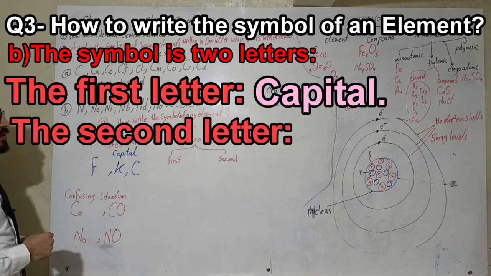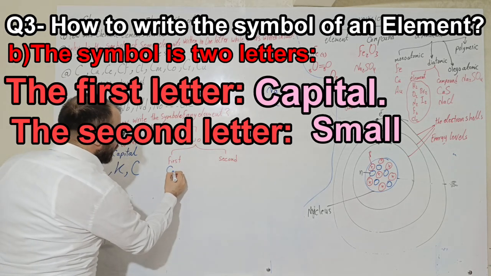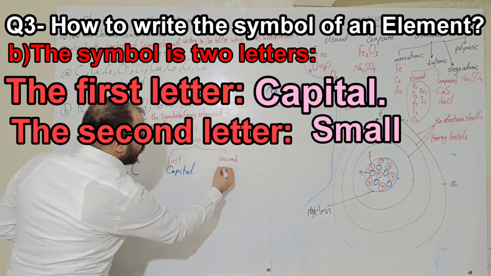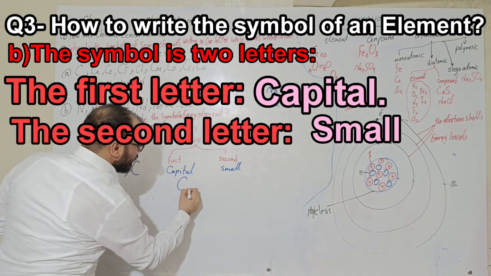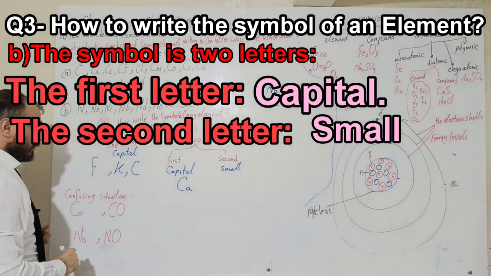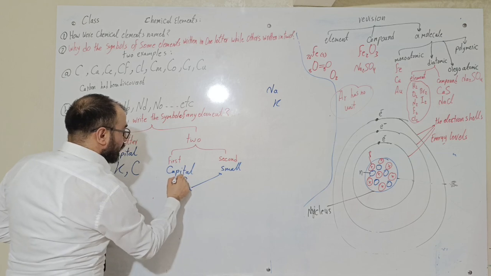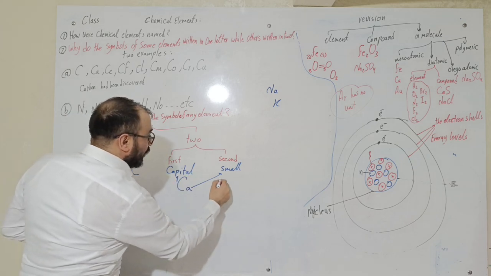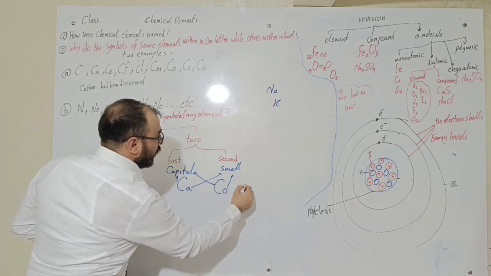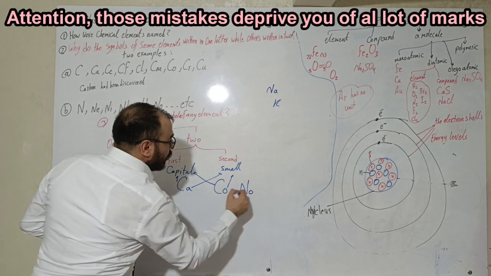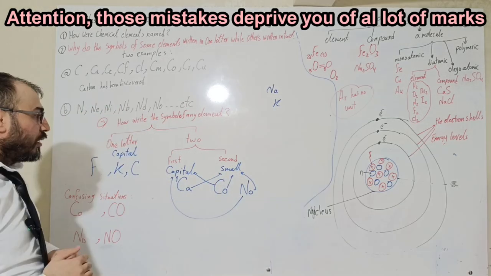And for the other elements which are symbolized with two letters, the first one should be capital, the second one should be a small letter. For example, here we have calcium, C, A. C is capital and a is small. We have cobalt, capital C and small o. And we have also nobelium, capital N and small o.